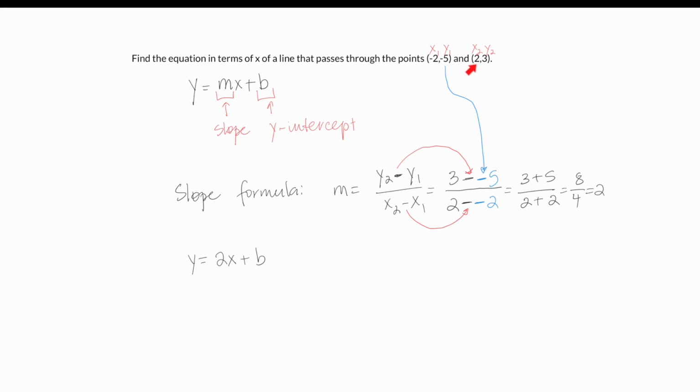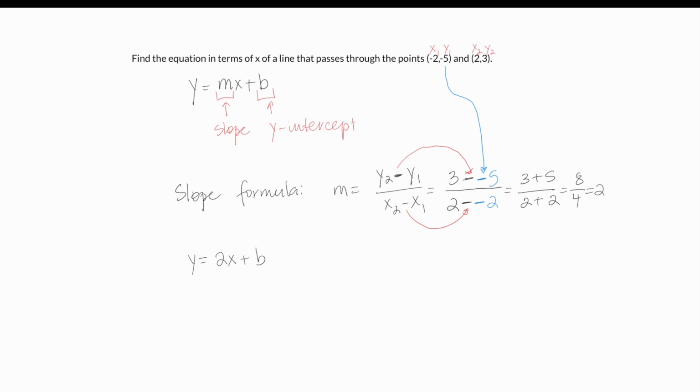The 2 in this point is the x, and the 3 in this point is the y. So what I'll do is I'll replace this x in my formula with 2 from the point and the y with 3, and that will leave me with an equation where only b is unknown. So I should be able to get that by itself, and then I'll have my b.